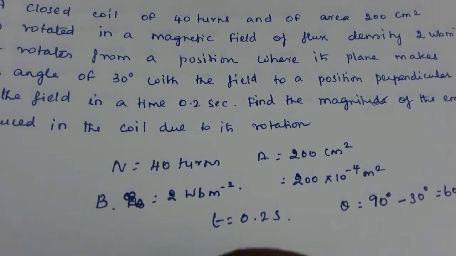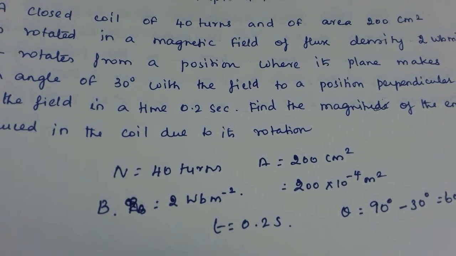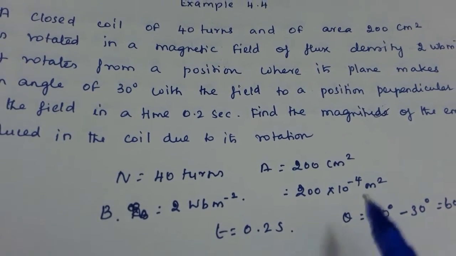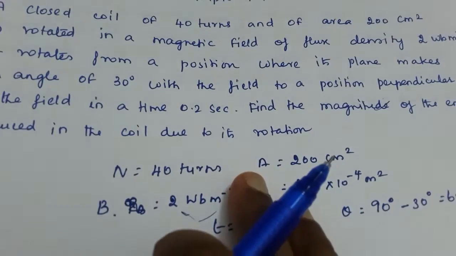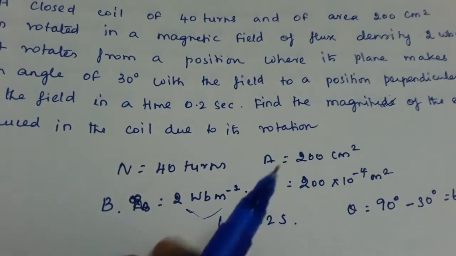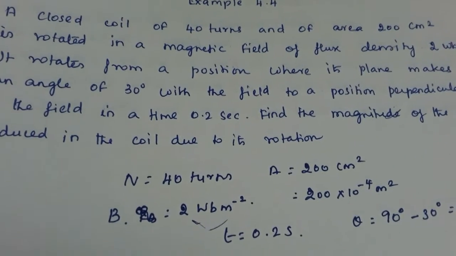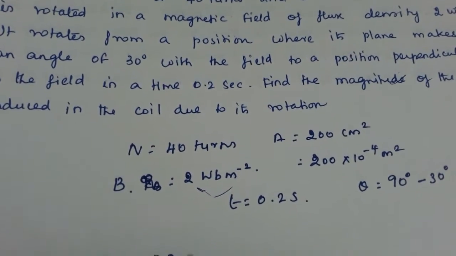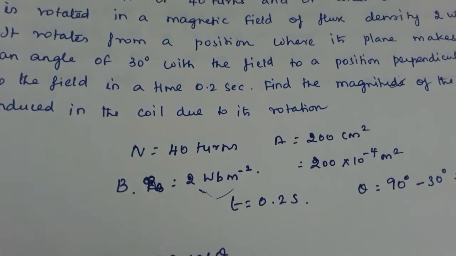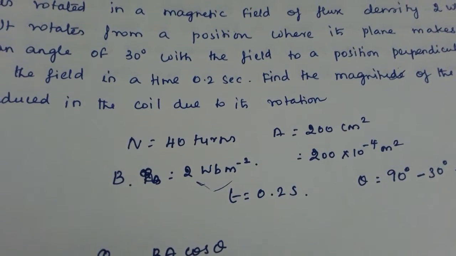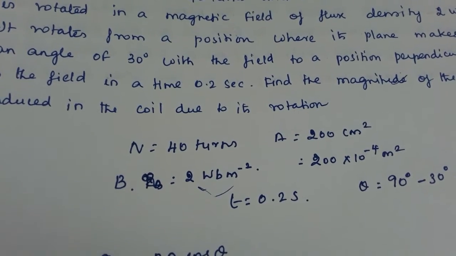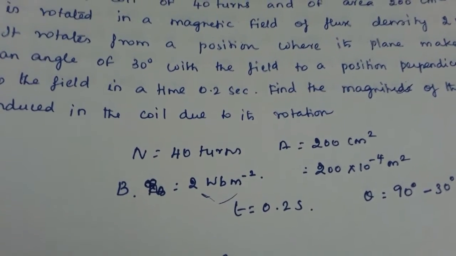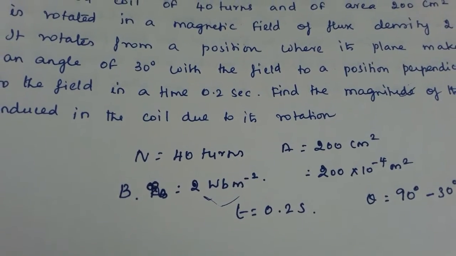Now first we can go for finding the initial flux. Initially it is at an angle of 60 degrees. So initial flux phi 1 is equal to BA cos theta. So B is 2 into area 200 into 10 raised to minus 4 into cos 60 degrees.